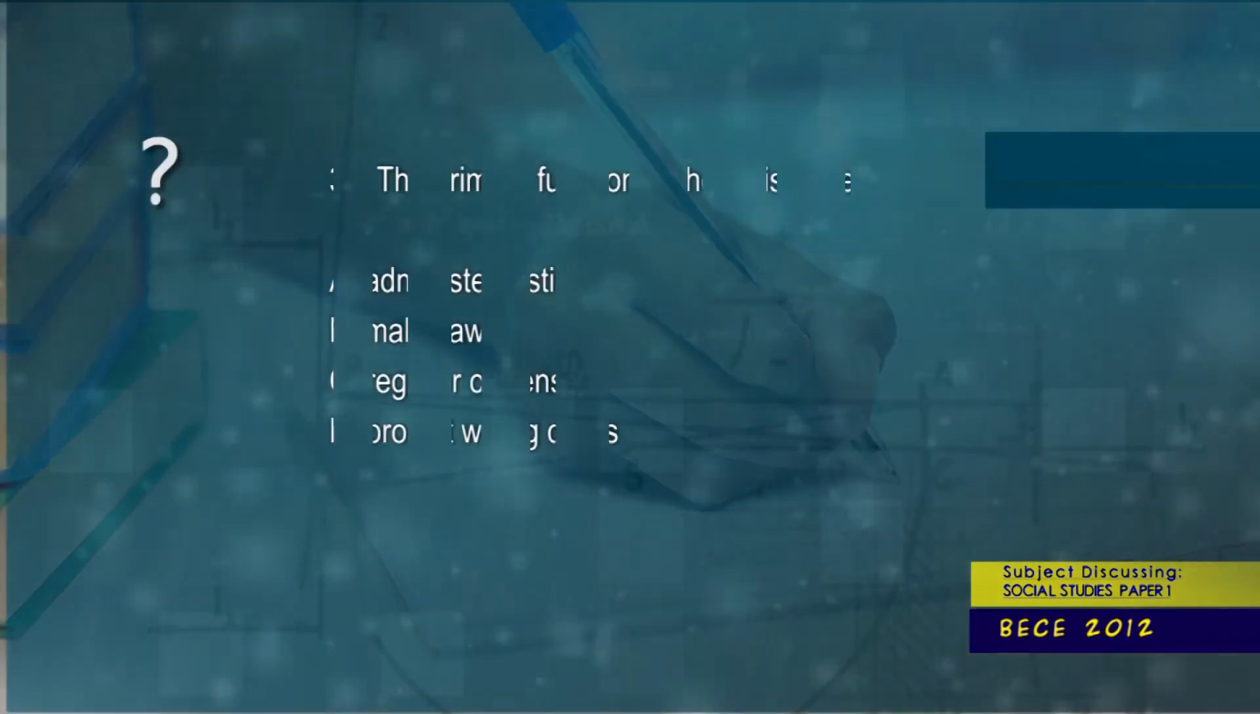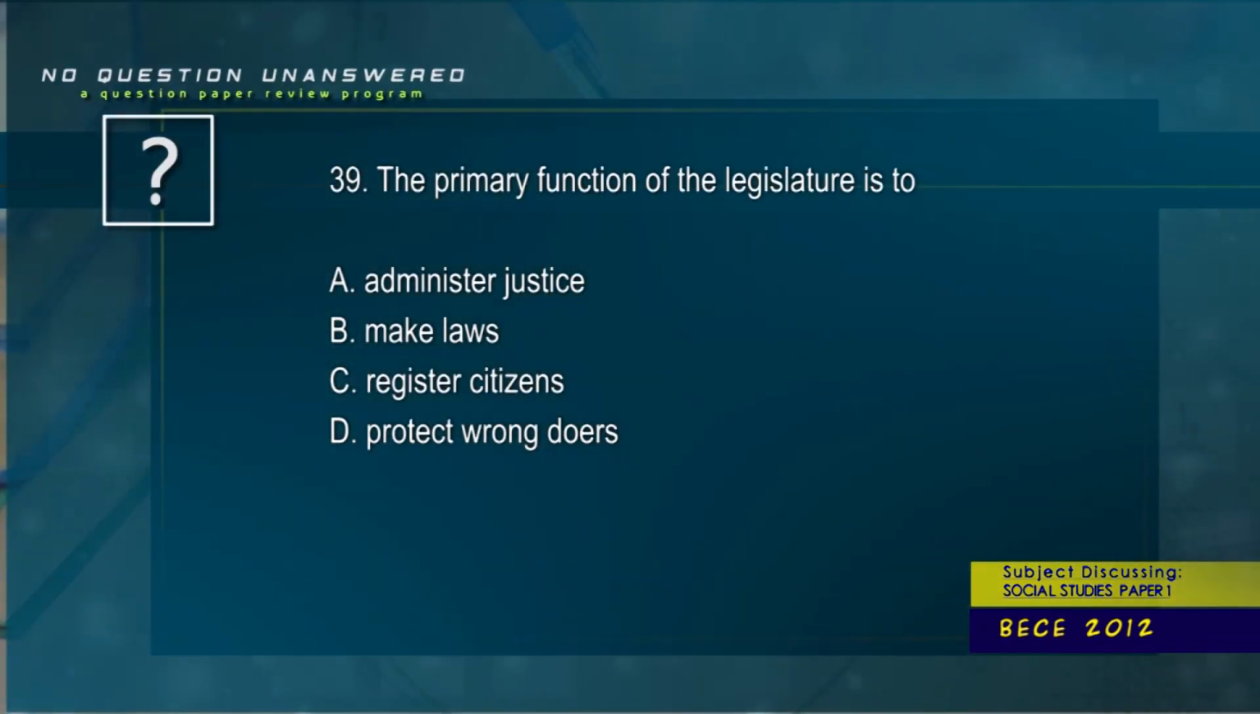J.B. Danquah. 39. The primary function of the legislature is to A. Administer justice. B. Make laws. C. Register citizens. D. Protect wrongdoers. Viewers, the correct answer is B. Make laws. That is the primary function of the legislature. That is making of laws. So the correct answer is B.